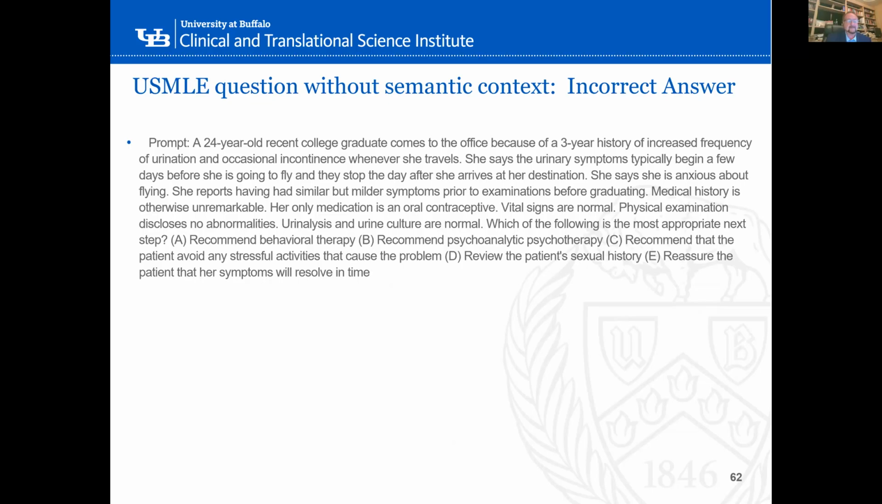She says she's anxious about flying, and she reports having similar but milder symptoms prior to exams before graduating. Her medical history is unremarkable. Her only medicine is oral contraceptives. Vital signs are normal. Physical exam discloses no abnormalities. Urinalysis and urine culture are normal, and then it's giving you these choices.